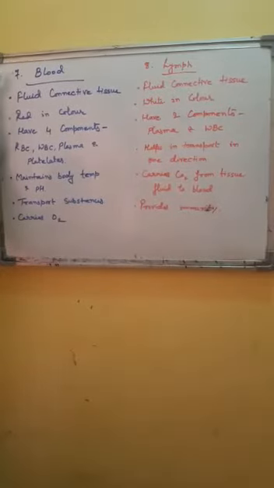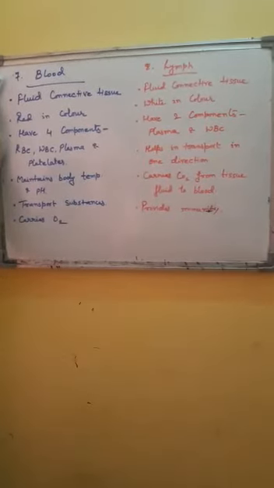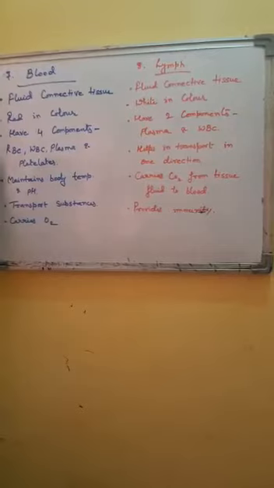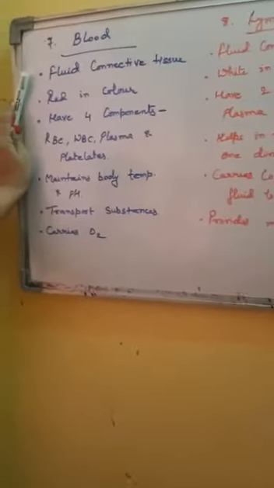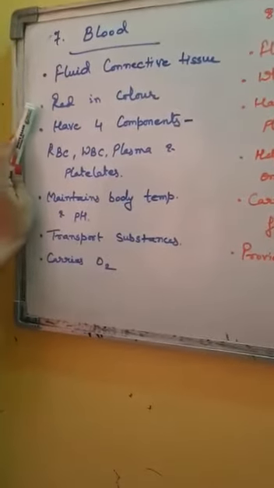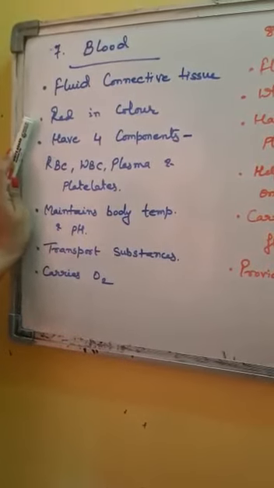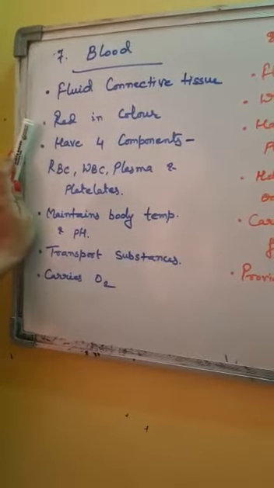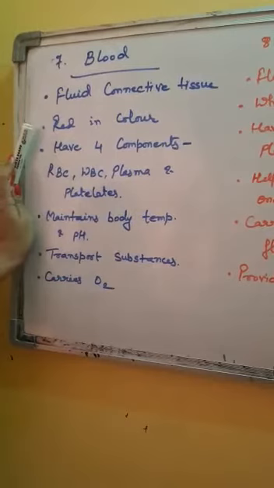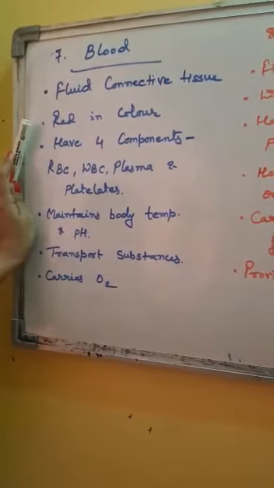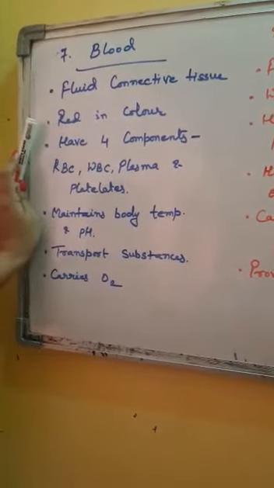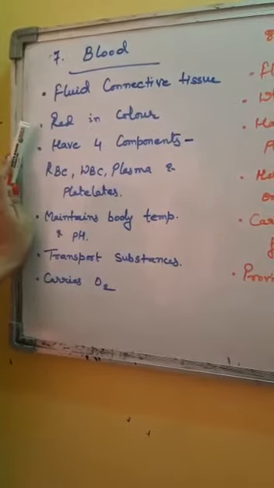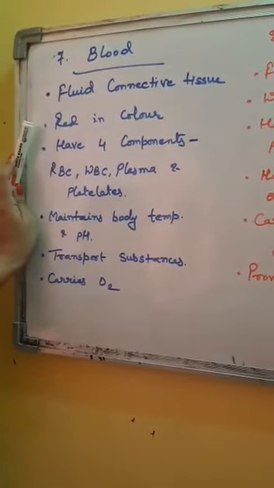The next connective tissue is blood. Blood is the fluid connective tissue. It is a liquid connective tissue which is red in color. Blood is red in color due to the presence of RBC or red blood corpuscles. It consists of a special substance called hemoglobin.